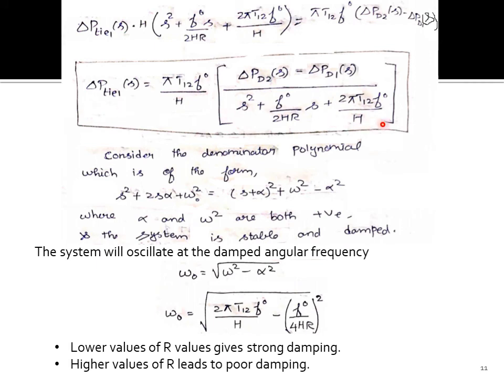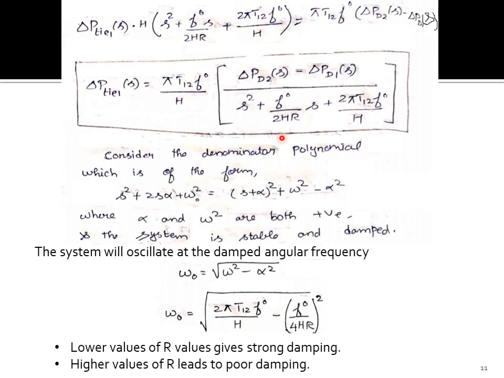Now, the system response will be based upon the characteristic equation. Consider the denominator equation. It is of the form s square plus 2 s alpha plus omega square. When we solve this equation, we will be getting both alpha and omega naught square values. This is your omega naught square, and this is your alpha value. When you solve this, both the values will be positive. So our system is stable and completely damped.